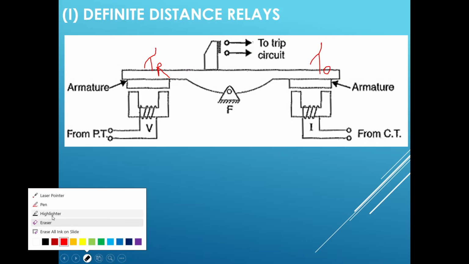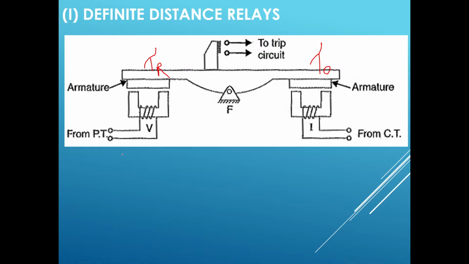That's the issue. So the restraining torque will be always, here voltage is the input. So the restraining torque that is developed in this electromagnet will be proportional to the square of the voltage, and the operating torque that is developed in this armature will be proportional to the square of the current.